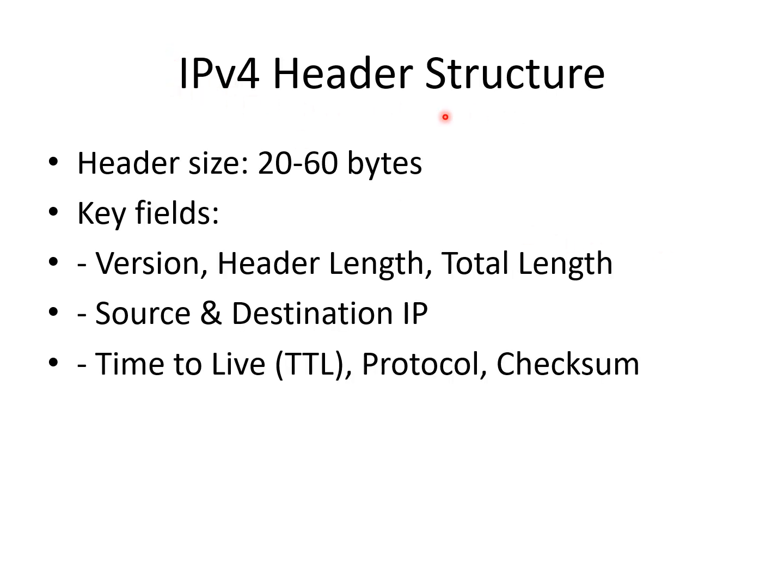IP version 4 header structure. Header size is basically 20 to 60 bytes. The basic key fields of the IP version 4 header structure are version, header length, total length, source and destination IP, TTL, time to live, protocol and checksum.